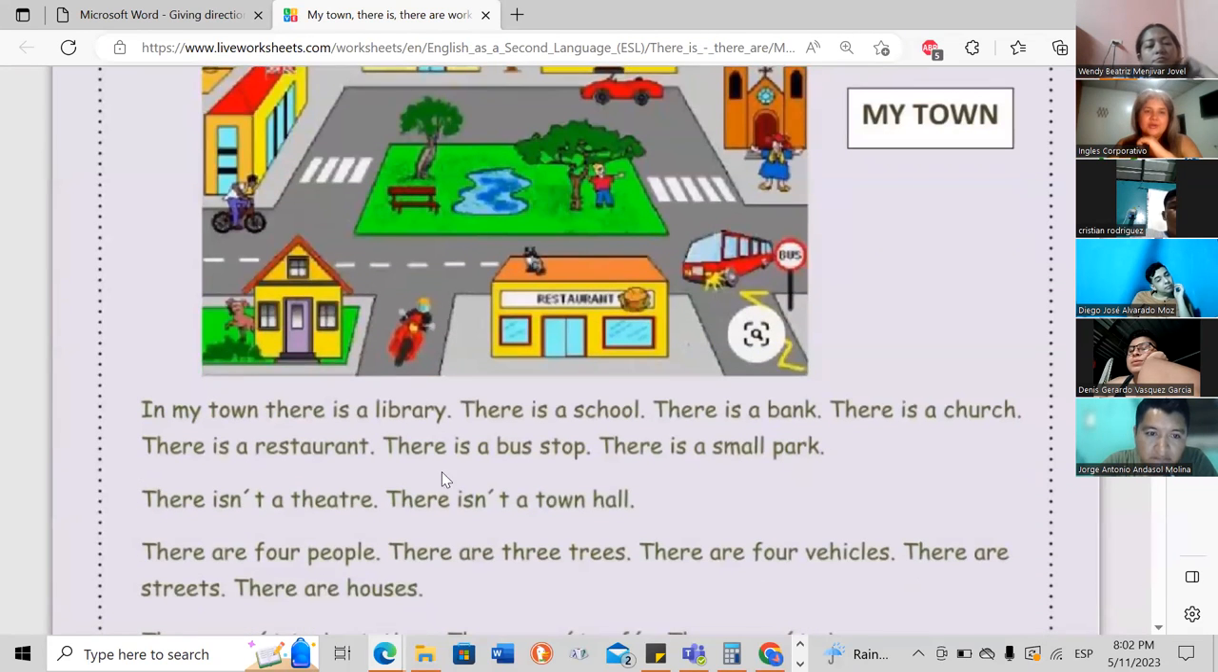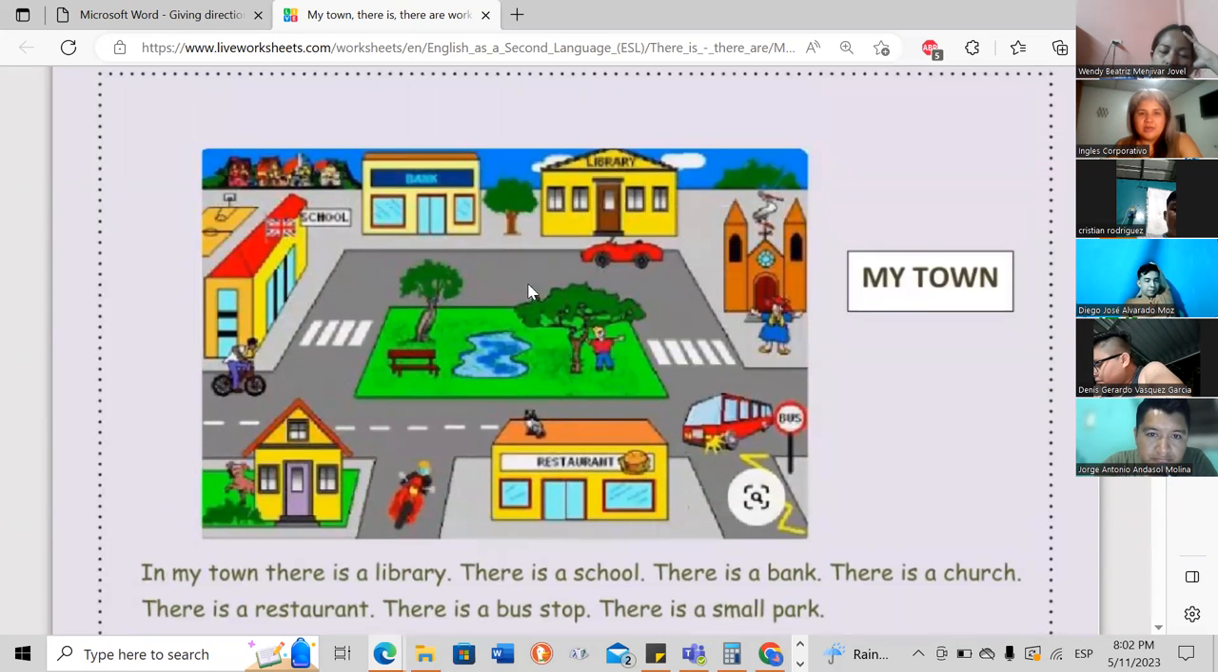There is a theater. There isn't a theater. Okay, no hay teatro. There isn't a town hall. No hay alcaldía. There are four people. Okay, four people. One, two, three, four. There are four people. There are three trees. Okay, one, two, three.